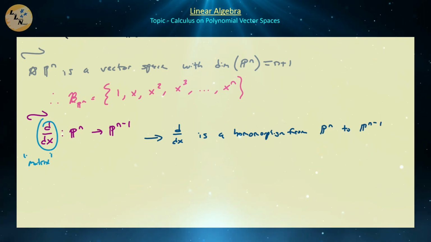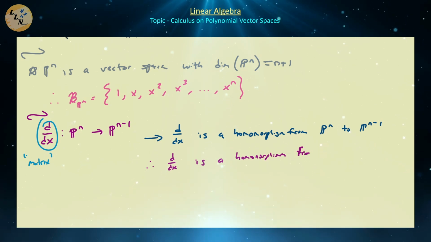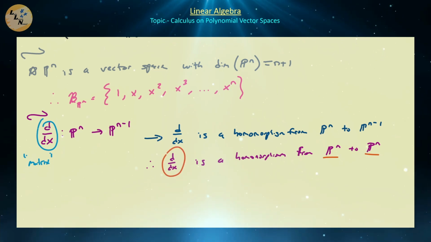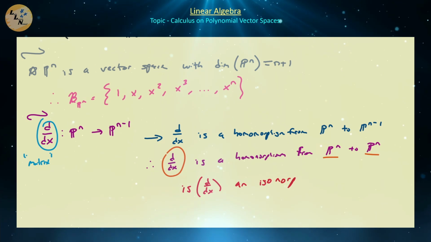Now, you could, of course, say also that d/dx is a homomorphism from Pn to Pn, that is, the dimension of the domain and the range of this particular matrix is the same dimension, and then one could ask, is d/dx an isomorphism? Well, if it was an isomorphism, that means you should be able to invert this particular matrix, right? So for every output of this particular operator on some vector in Pn, you should be able to recover that particular thing.